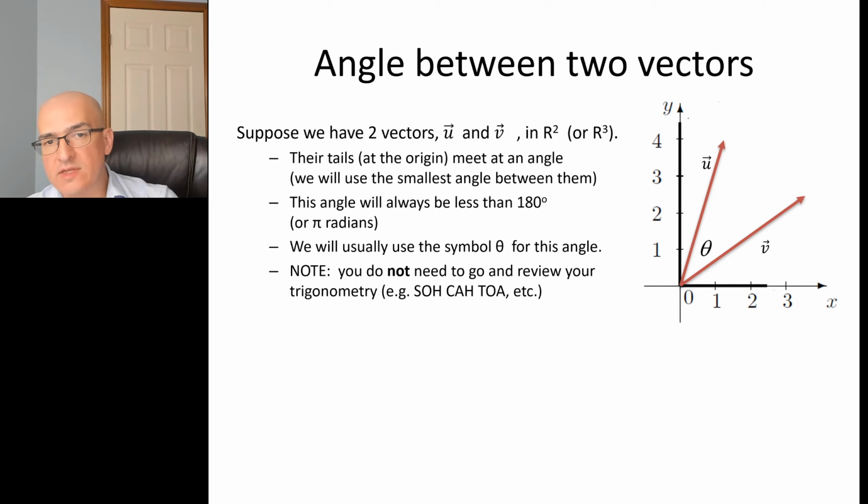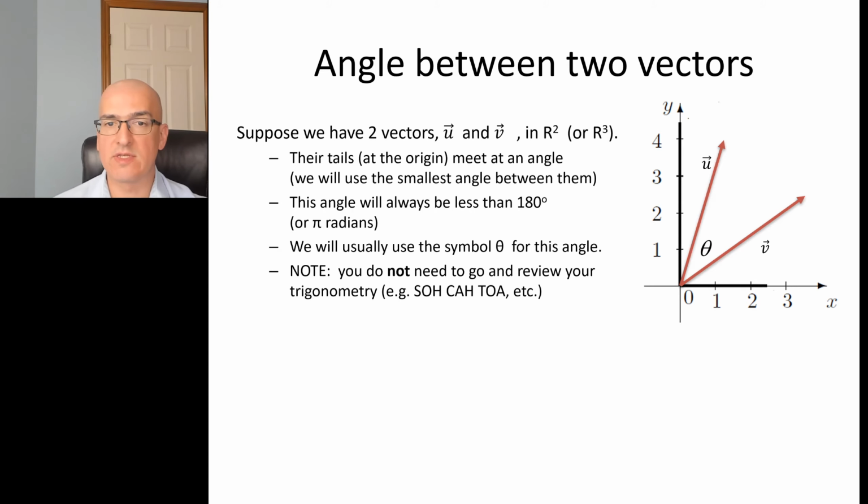When you look at a picture like this, you may think you have to go back and review your trigonometry from high school, and you don't. We're going to have something that looks like trigonometry in the course. We're going to have like the cosine function, but we're not going to do anything with it. We're just going to have a formula that has it. You're not going to have to go back and think about SOHCAHTOA and those types of things. Although it is helpful to connect what we're doing inside this class to what you learned inside previous classes involving geometry.